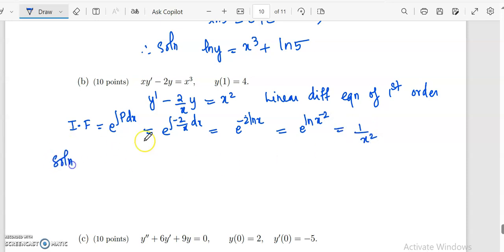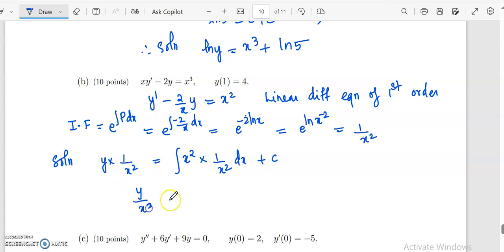Now the solution of the linear differential equation will be y into the integrating factor, that is 1 by x square, equal to the integral of Q. Q is the right side function, so that is x square into the integrating factor dx plus c. So this will be the solution. So we'll get y by x square equal to, now here x square will cancel off, so we'll get the integral of 1 dx, which is x plus c. So therefore the solution will be y equal to x cube plus c x square.